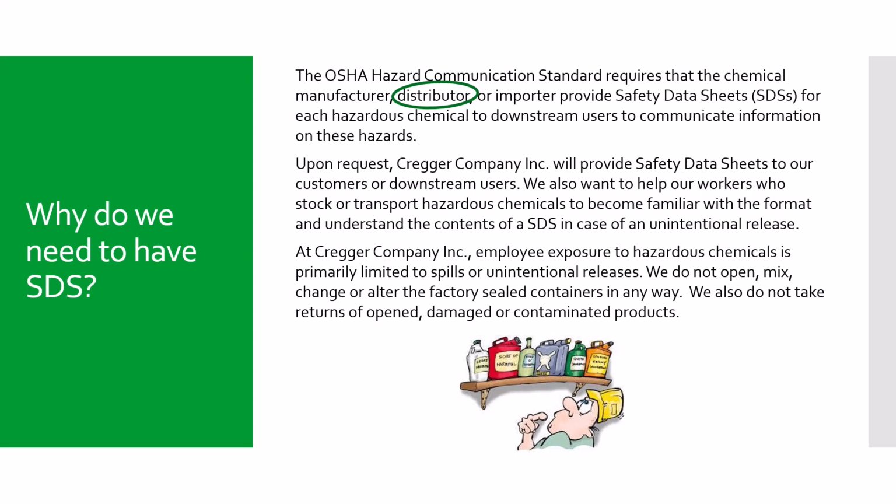We also want to help our workers who stock or transport hazardous chemicals to become familiar with the format and understand the contents of a SDS in case of an unintentional release. At Krager Company, employee exposure to hazardous chemicals is primarily limited to spills or unintentional releases. We do not open, mix, change, or alter the factory-sealed containers in any way. We also do not take returns of opened, damaged, or contaminated products.